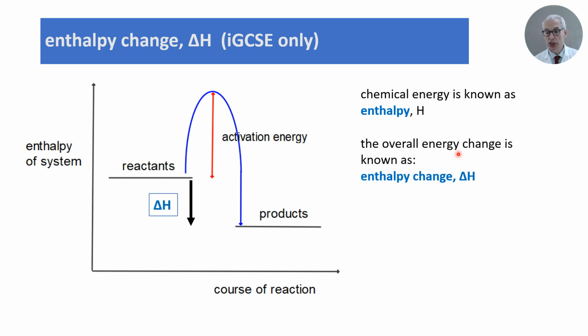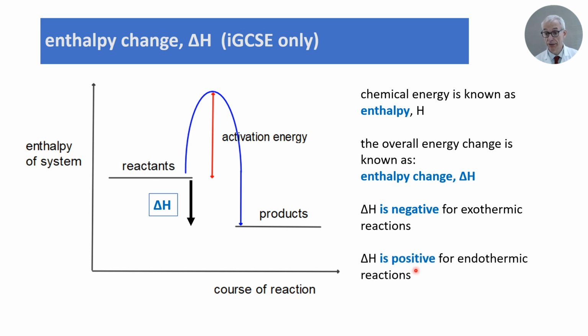The overall energy change, therefore, is a change in enthalpy, and we use the symbol delta to indicate change. So the overall energy change of reaction is an overall enthalpy change, delta H. Delta H is negative for exothermic reactions and therefore obviously is positive for endothermic reactions.